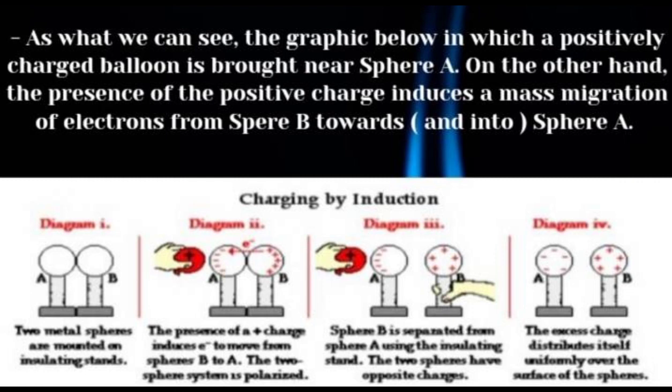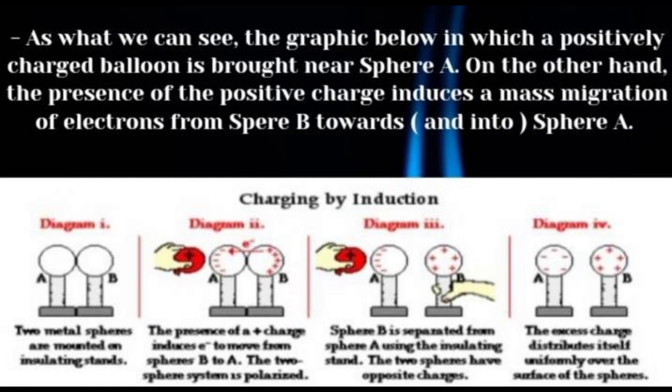Then, on the second diagram, as we can see, there is a positively charged balloon. We have the simple principle wherein opposites attract and like charges, or the same, repel. Since the balloon is positively charged, all the negatively charged electrons of sphere A and sphere B will be attracted to the positively charged balloon. So this movement of electrons from sphere B to sphere A leaves sphere B with an overall positive charge and sphere A with an overall negative charge.